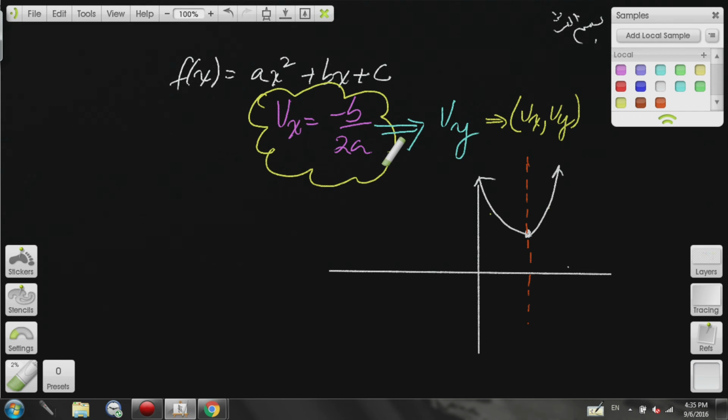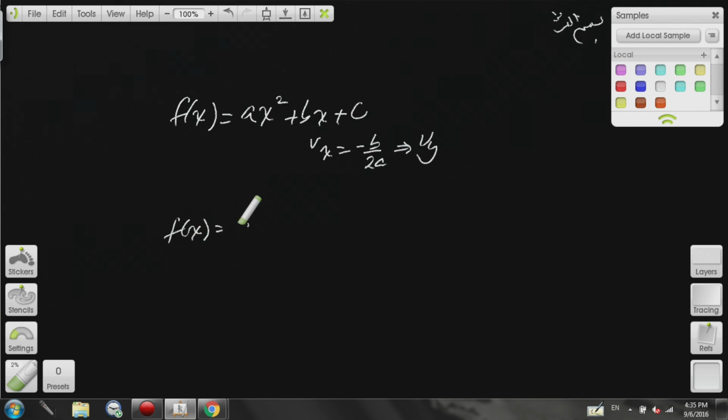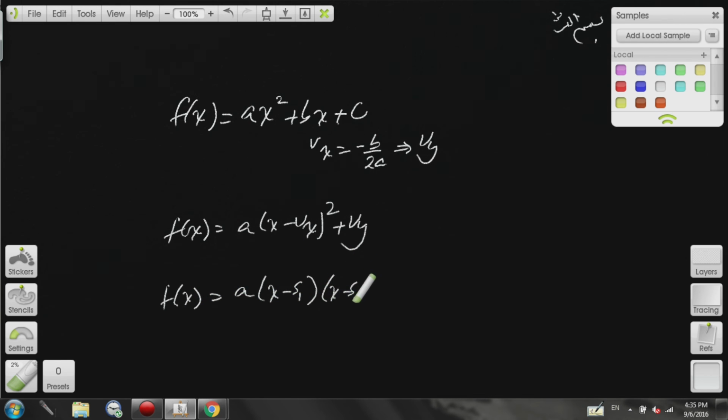I'll give you more examples, and then we'll continue from there. And then finally, just as a review, this is in standard form, and this is how you graph it. Next time we shall talk about the other two forms, the vertex form, and finally, the x-intercept form. So that's the standard form. That's the vertex form. And this is the x-intercept form.